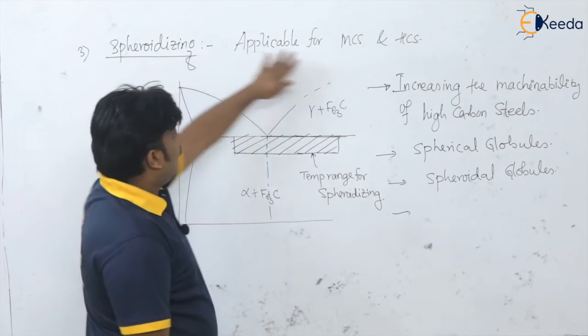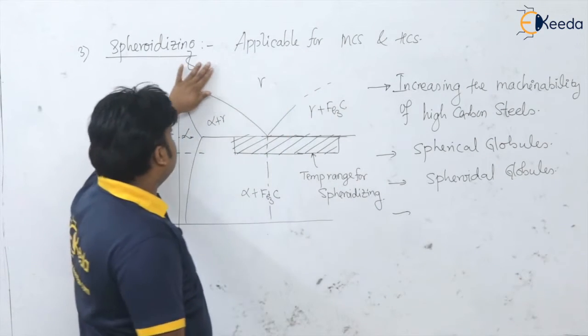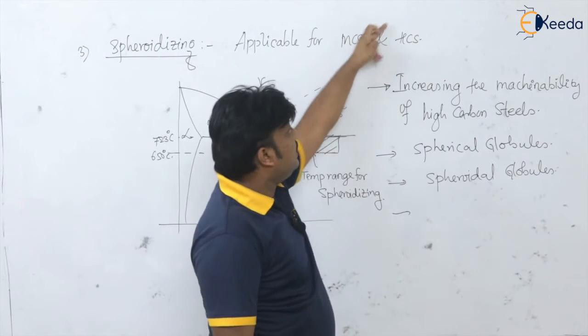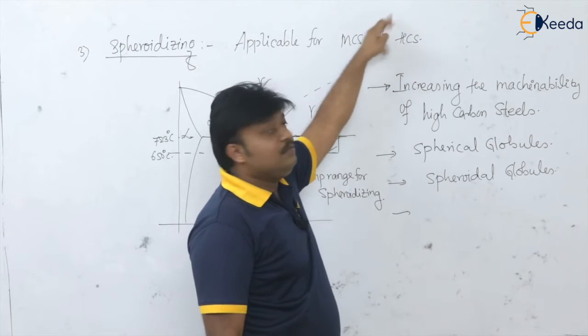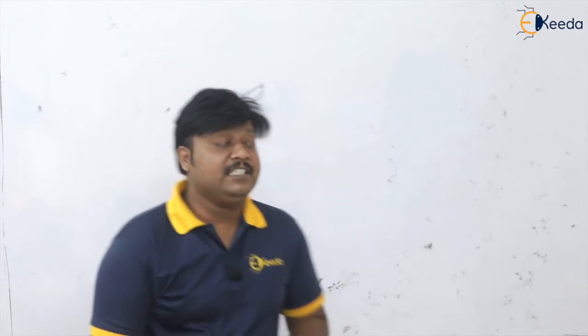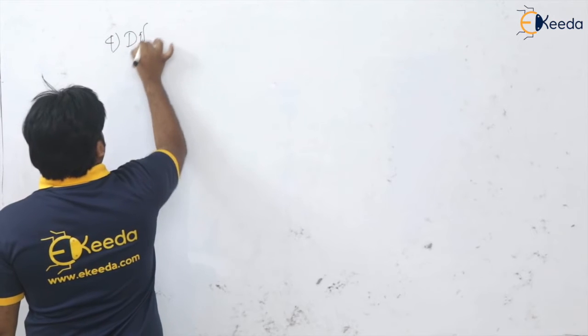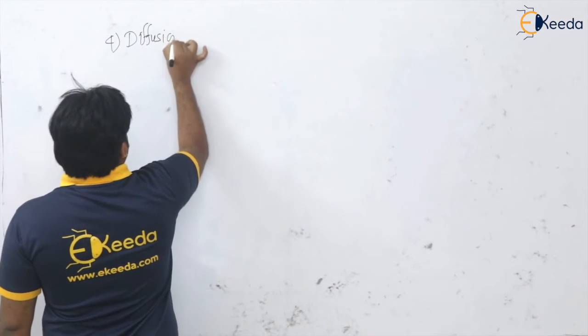What is the application for medium carbon steels or for high carbon steel, but basically for high carbon steel it can increase the machinability. So this is the spheroidizing. Dear students, after seeing this spheroidizing process, now we will see the diffusion annealing process. That is the fourth process, diffusion annealing.